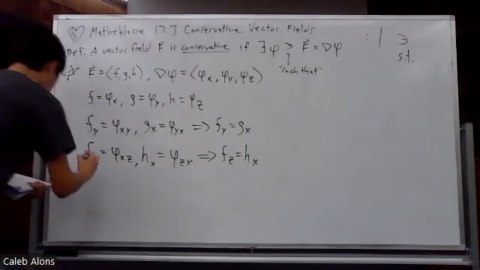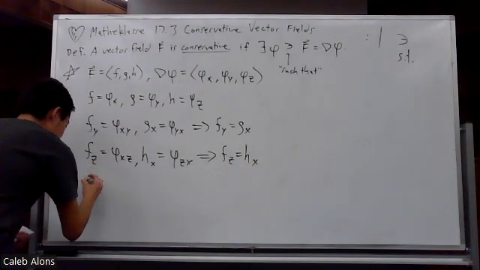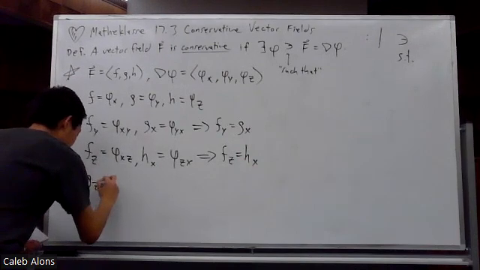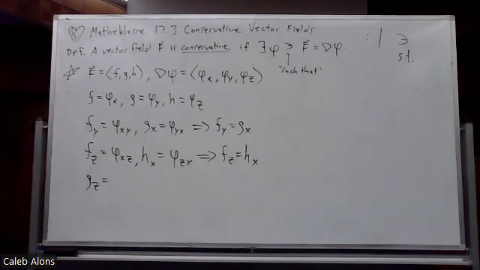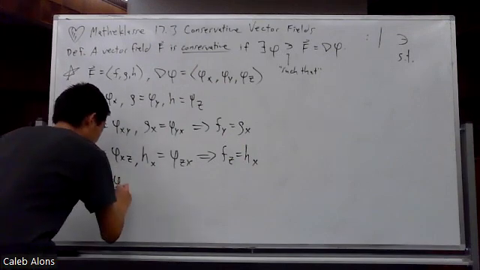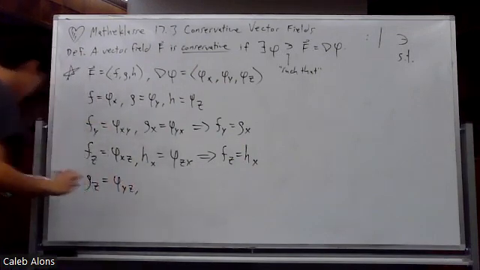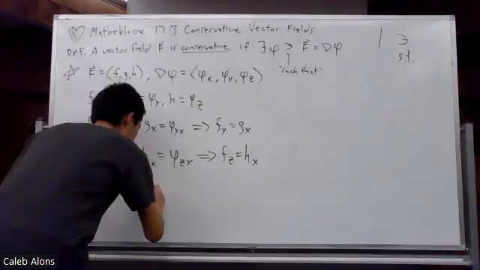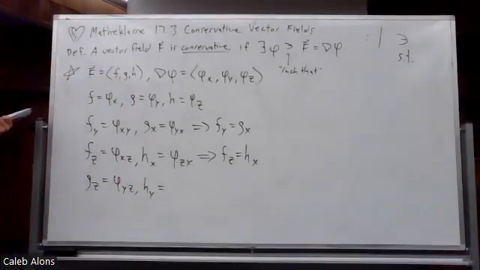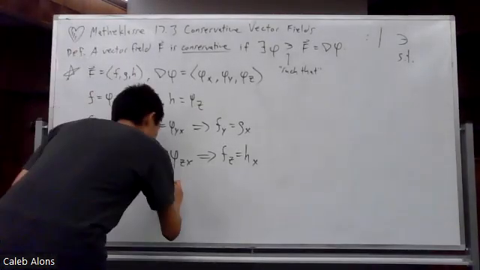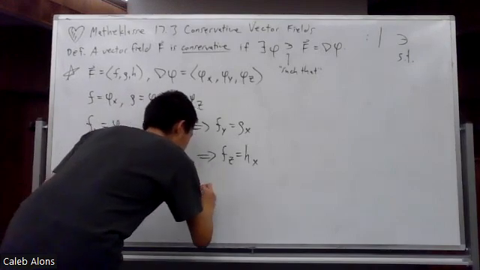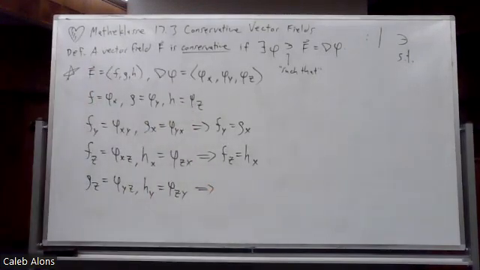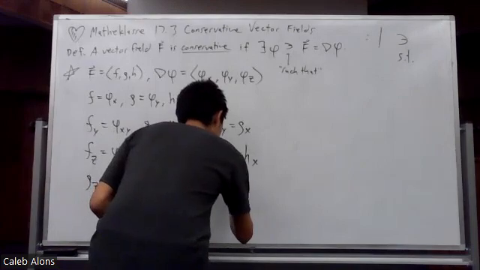Okay. So you guys do this one. Gz is what? Phi y z. Good. And what do you think we're going to relate gz to? H y. Good. Because hy is what? Phi z y. And so what do we conclude? Gz is equal to hy.